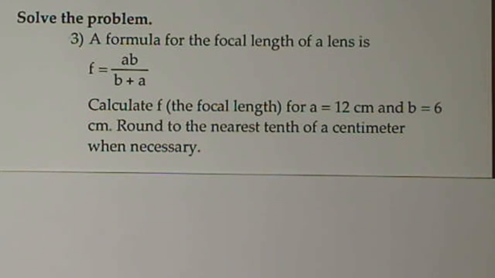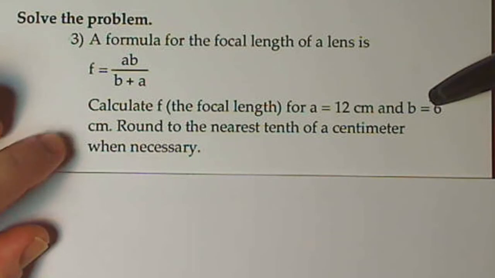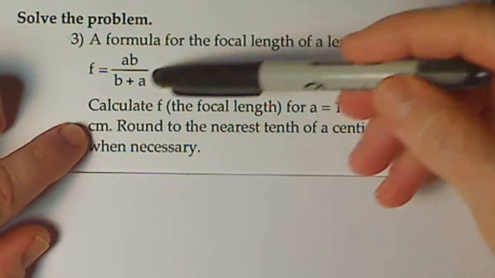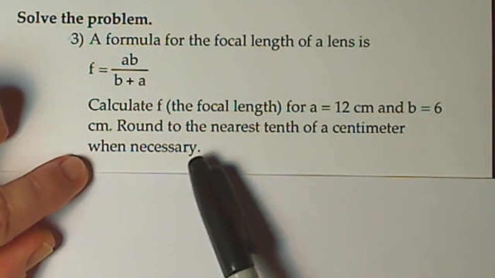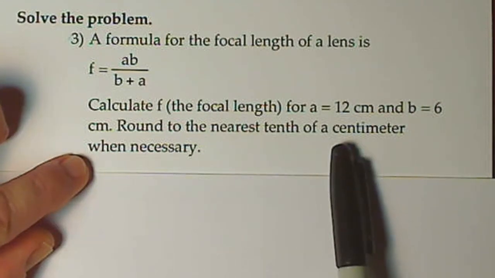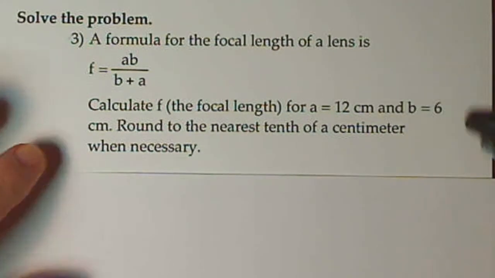In this formula, basically you're just going to be plugging in values. They've given you A is 12 centimeters, B is 6 centimeters. Once we do our calculation, we're going to perhaps have to do a little division, and they're going to want us to round to the nearest tenth of a centimeter, okay, if that situation should arise. So A is 12.